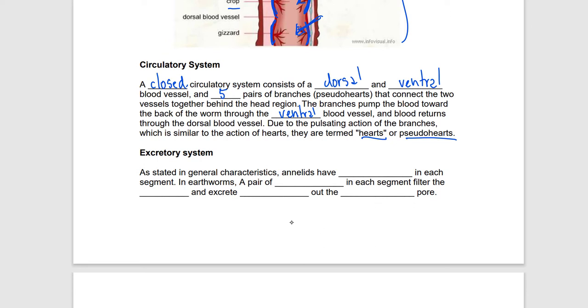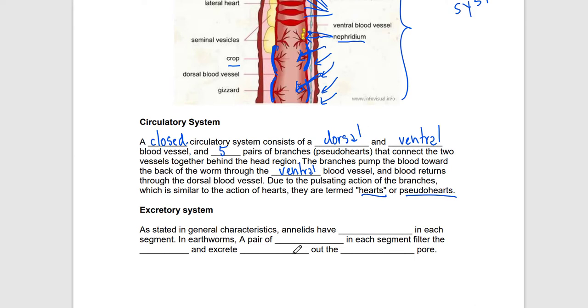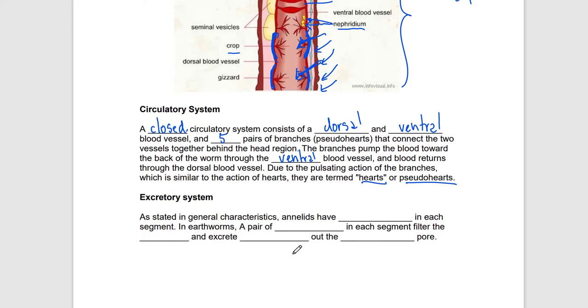They have an excretory system, which is made up of very small organs called nephridia, one being a nephridium, and you'll find them in every segment all the way down the worm, all the way down the intestines. So remember that annelids are segmented, and in each one of those segments they have nephridia.